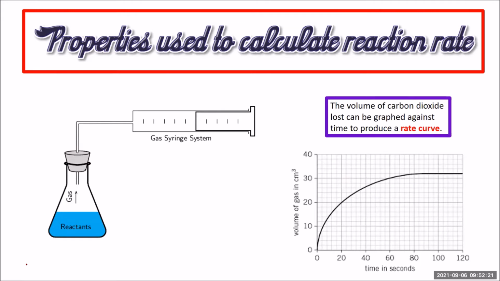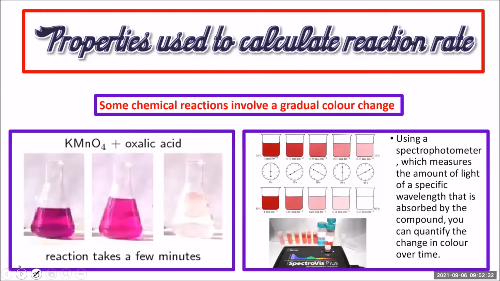A rate curve can be drawn for any property that changes during a reaction. Some chemical reactions involve gradual colour changes, for instance, the reaction of potassium permanganate with oxalic acid. Potassium permanganate is a deep magenta colour. As the potassium permanganate is used up, the colour will fade. A colorimeter, or the proper name for that is a spectrophotometer, can measure the amount of light that's absorbed by the potassium permanganate and give you a quantification of the colour change over time. You can actually use that data and plot a rate curve.